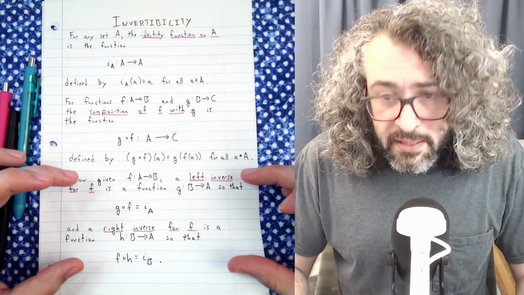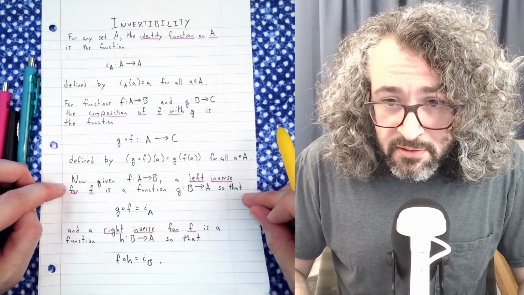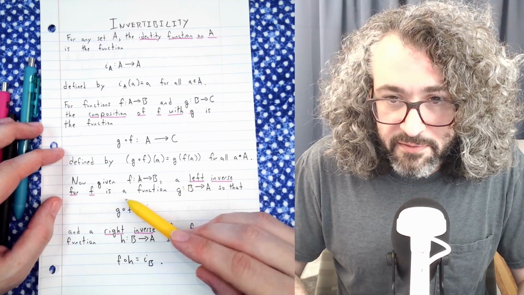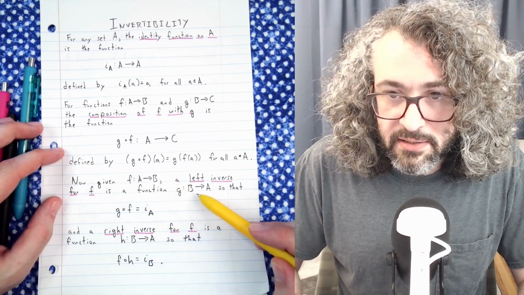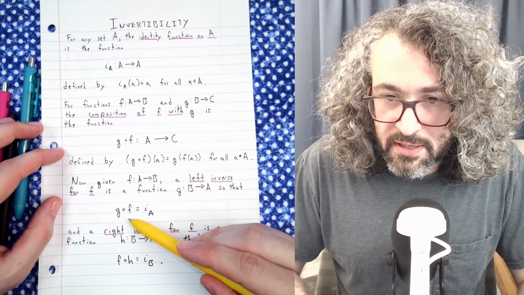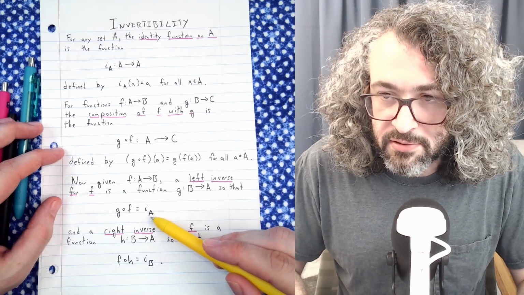And I can say what left and right inverses are now. So given a function f from A to B, a left inverse for f is a function g that goes the other way from B to A, so that g composed with f is equal to the identity function on A.